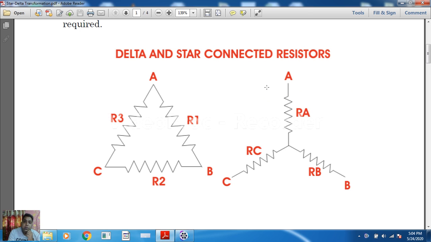Hello everyone. So today we are going to do the star delta transformation topic. This is the last topic of this particular module, DC network theorem. Before going into the details, we are going to see how a star circuit can be converted into a delta circuit, or how a delta circuit can be converted into a star circuit.